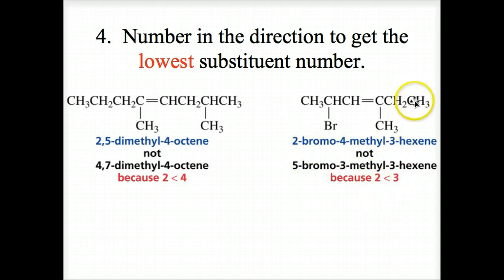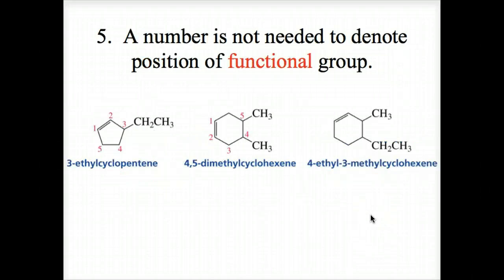However, if we'd numbered from this side, 1, 2, 3, 4, 5, the bromine would have had a 5 on it, which is not as good as having a 2. And also the 3 is indicated right here. So let's continue on with rule number 5. A number is not needed to denote position of the functional group.